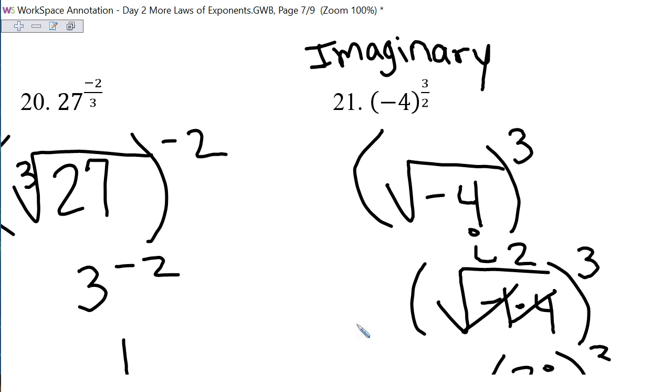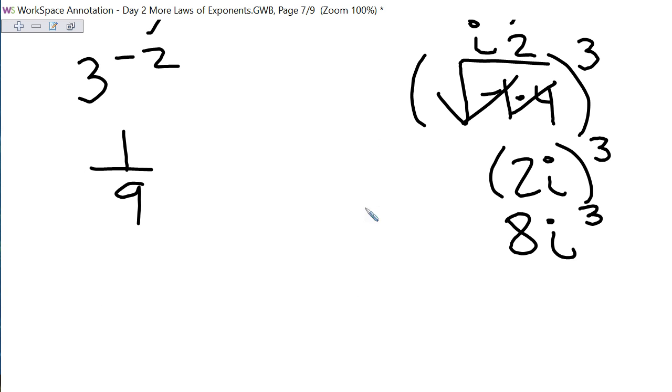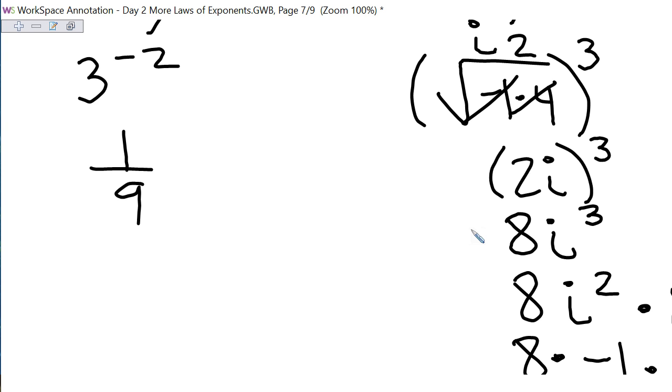So both of these need to be cubed. So 2 cubed is 8, and then the I is also cubed. But that's not the final answer, because I can break up I cubed into I squared times I, right? I squared times I is I cubed. And what is I squared equal to? -1. And when you multiply those, what's the final answer? -8i.